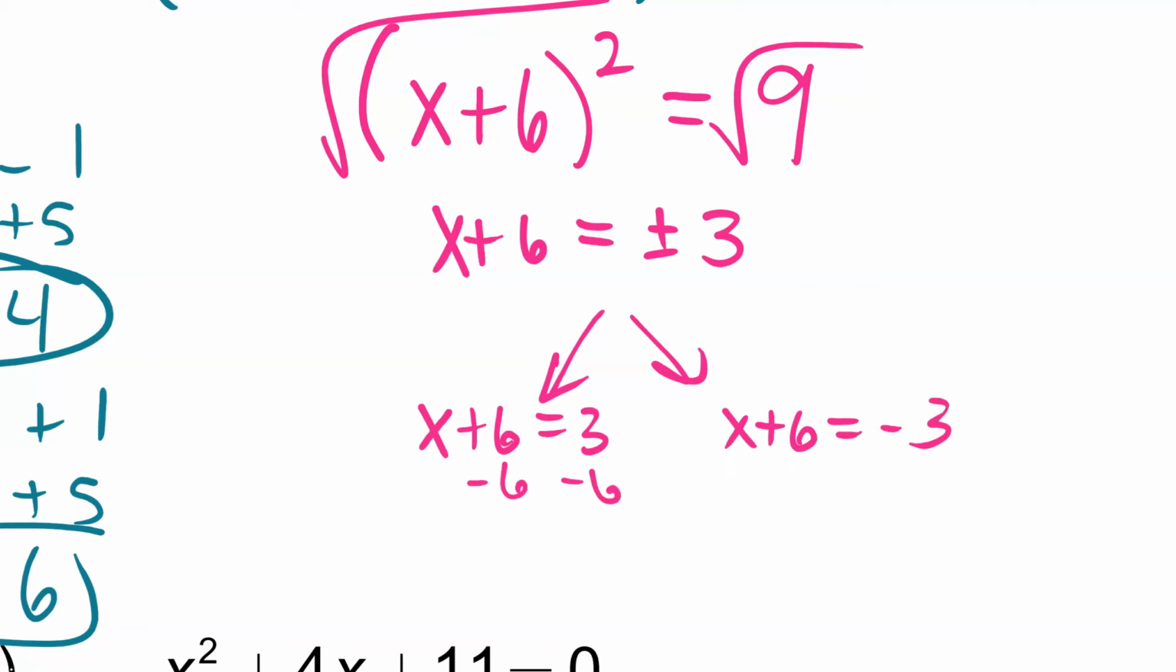Cool. And since I'm trying to make this as straightforward as possible, my goal on the test is to give you ones that are nice integer numbers. There's only so many ways I can ask you this. x equals negative 3 and x equals negative 9.